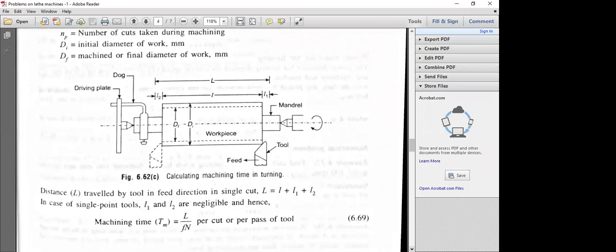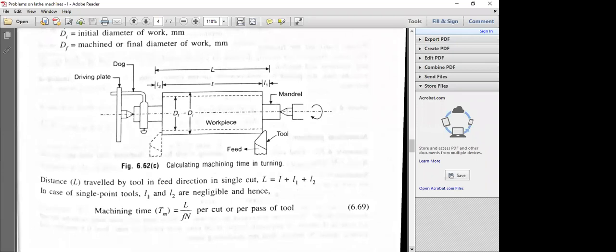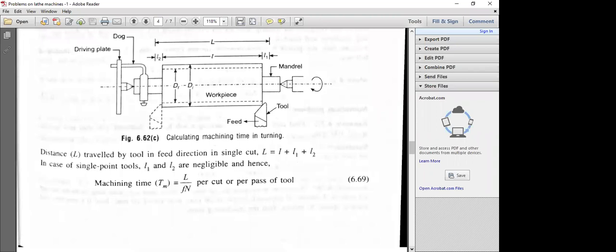And machining time. What is machining time? Machining time is designated by the term TM. TM is equal to capital L by F into N per cut or per pass of tool. What is capital L? We have seen it is the distance traveled by the tool in the feed direction. And N is the spindle speed in RPM.